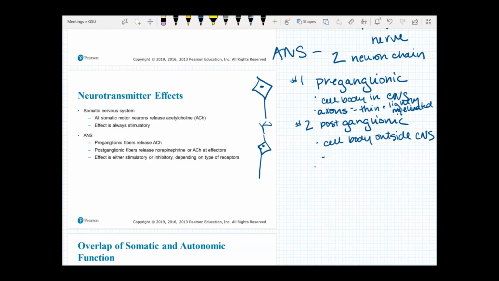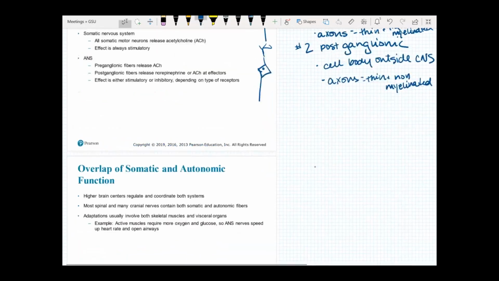These axons will also be thin and they will be non-myelinated. So that is going to be the difference between these two as well. And then the third difference between them was going to be the neurotransmitter effects on their target organ.